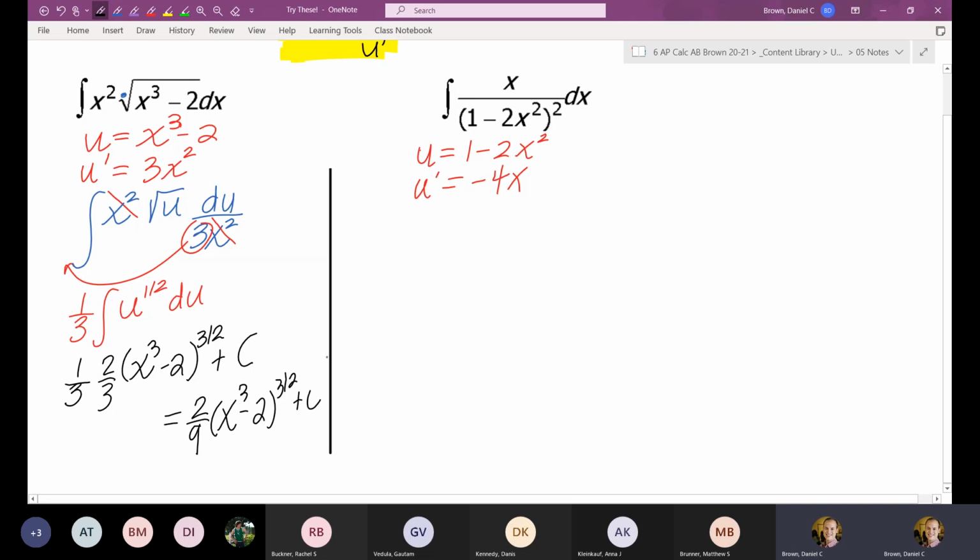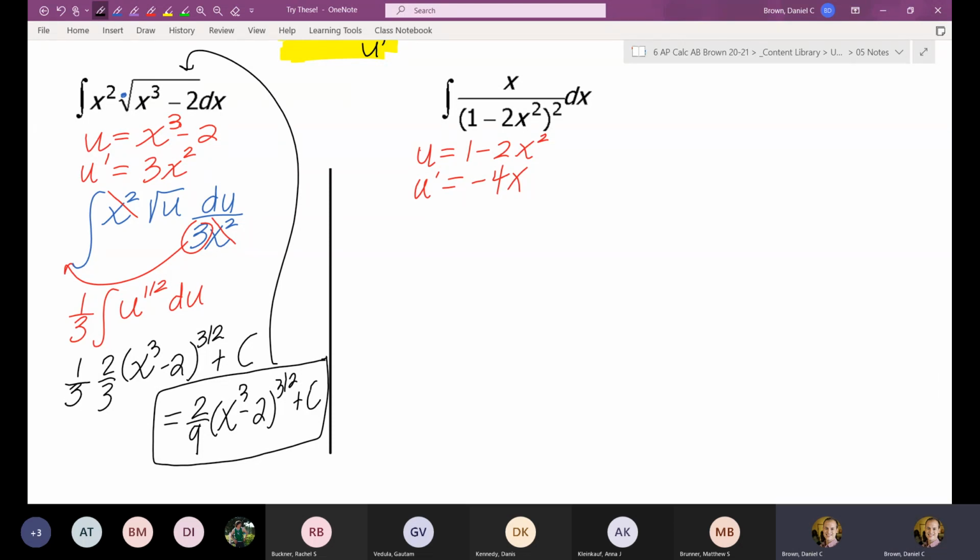Again, easy way to check your answer, take the derivative of that, simplify it, and you will end up with what you started with. Questions on that one? All right, second one, kind of same. We have a fraction, we just can't integrate each part.